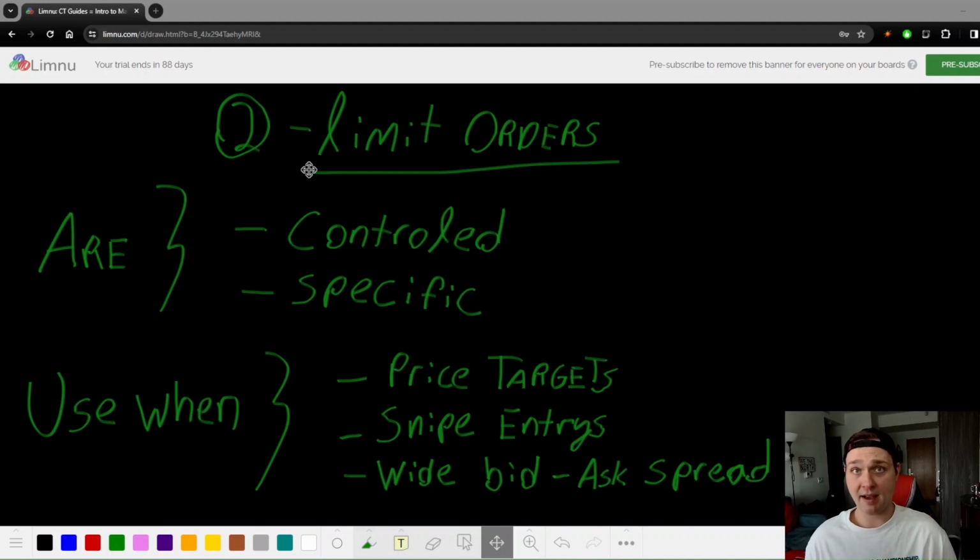And then also, if you have a wide bid-ask spread, you're definitely going to want to use a limit order. That's going to prevent you from getting burned on the buy or the sell side. Just another way to protect yourself and ensure that you're going to buy at or sell at a price that you're comfortable with.